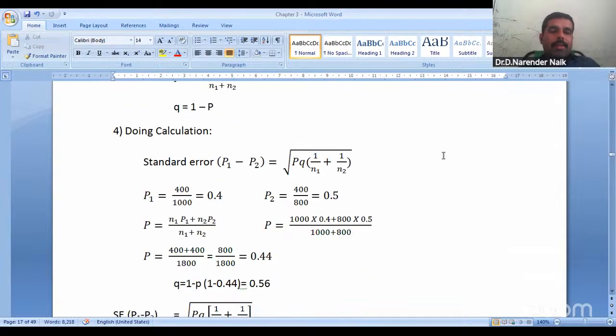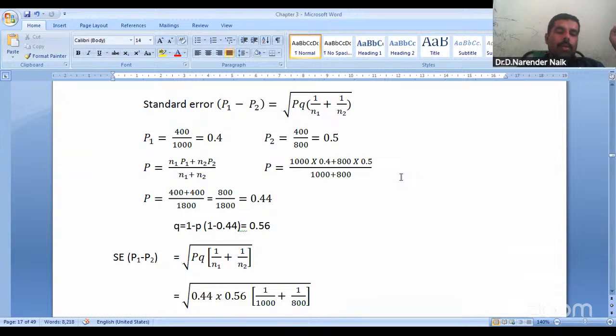Then doing the calculation. P1 is equal to 400 divided by 1000, that is 0.4. P2 is equal to 400 divided by 800, that is 0.5. P is equal to N1 into P1 plus N2 into P2 divided by N1 plus N2, so P is equal to 1000 into 0.4 plus 800 into 0.5 divided by 1000 plus 800. So P is equal to 400 plus 400 divided by 1800, that is 800 divided by 1800, which is 0.44.